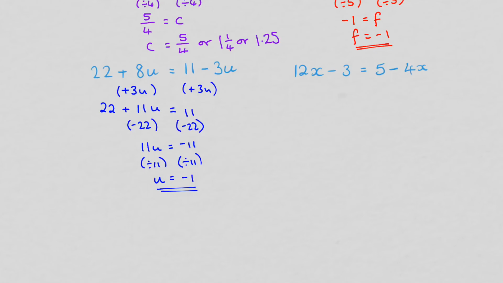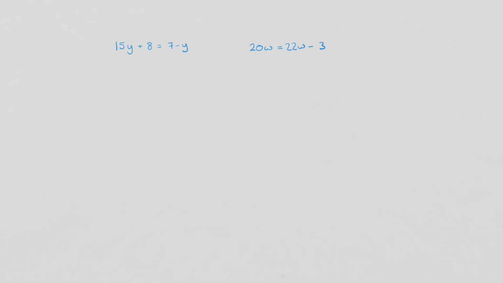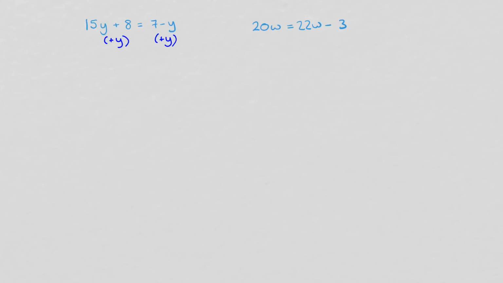Okay. And just 2 more examples to go. And then we're done. Okay, so 15y and -y. So bring baby to mummy. The -y is further down the number line, so that's what we're going to deal with first. So we'll add y to both sides. Remember, -y means -1y. Okay, so 15y, add another y is 16y. And we've got +8 equals just 7 on the right-hand side because the y is gone.